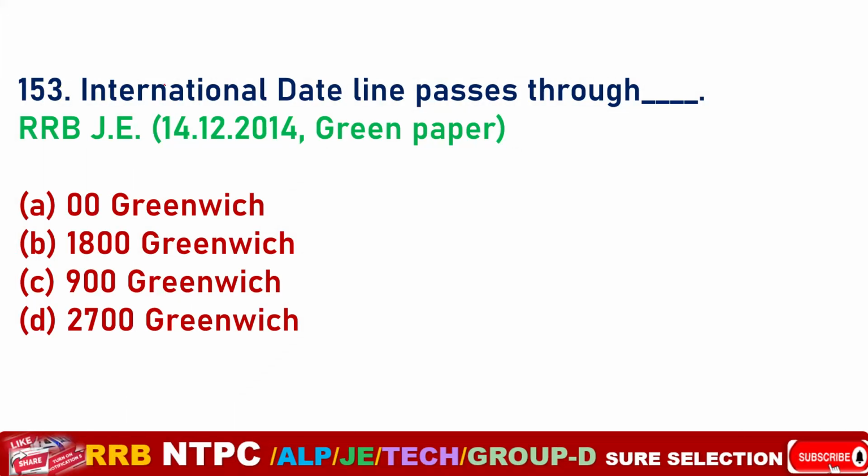The International Date Line passes through 180 degrees. This is not 1800, this is 180 degrees. This is 0 degrees, this is 180 degrees, this is 90 degrees, and this is 270 degrees. So the International Date Line passes through 180 degrees from Greenwich.